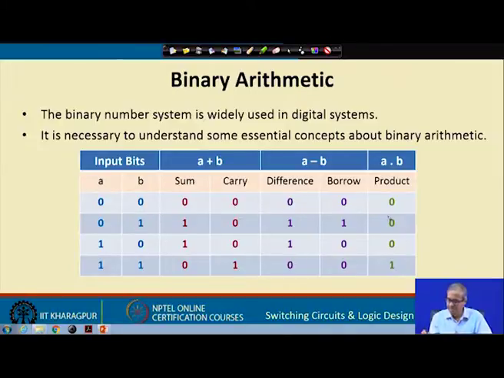And finally, if you do multiplication of A and B, it is fairly simple. Anything multiplied by 0 is 0. So, the first 3 will be 0 0 0 and 1 multiplied by 1 is 1. But here we are more concerned about addition and subtraction in the present lecture. This product we shall see later.